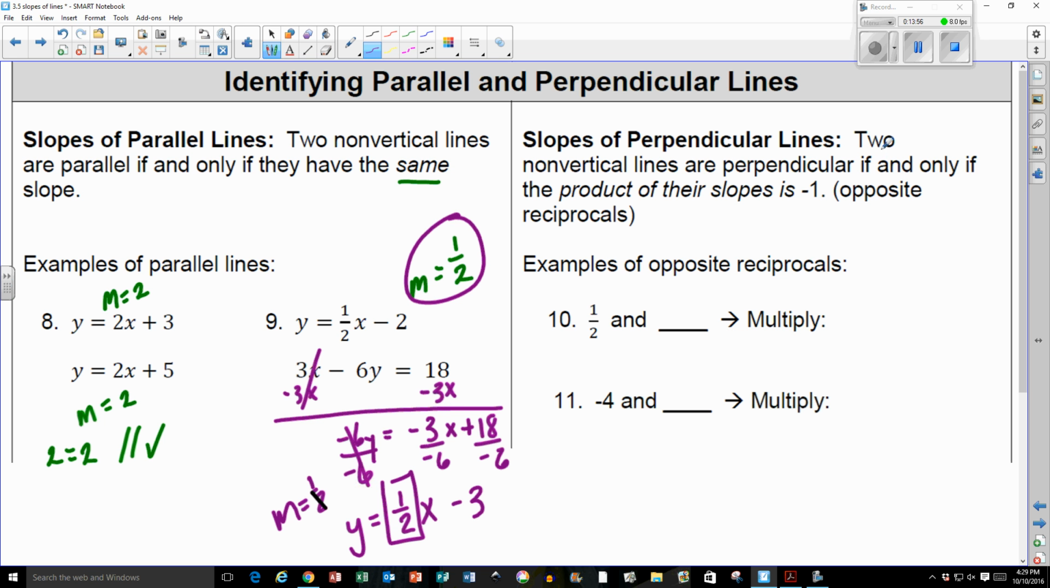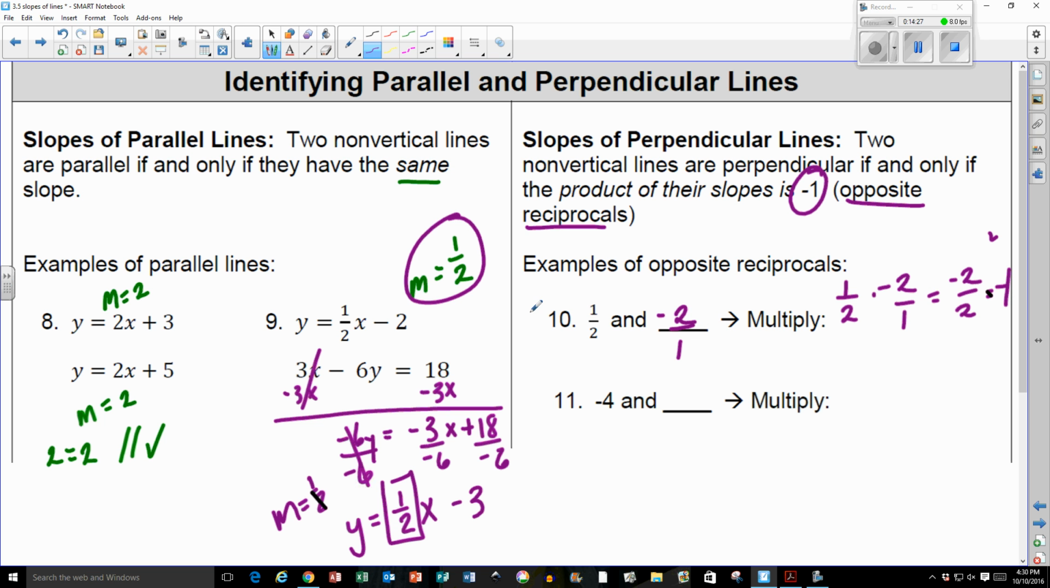The slope of perpendicular lines is the opposite reciprocals. And if you multiply the slopes, you get the answer -1. So what is the opposite reciprocal of 1 over 2? Flip it, 2 over 1, and change the sign. So if I multiply this, 1 over 2 times -2 over 1, I get -2 over 2, which is -1.